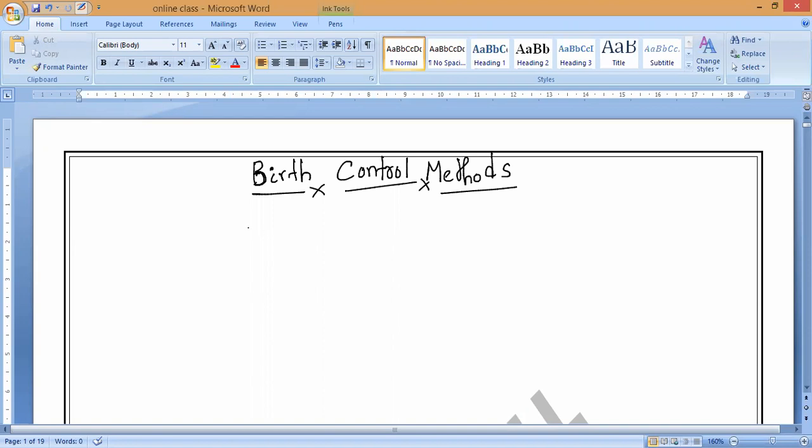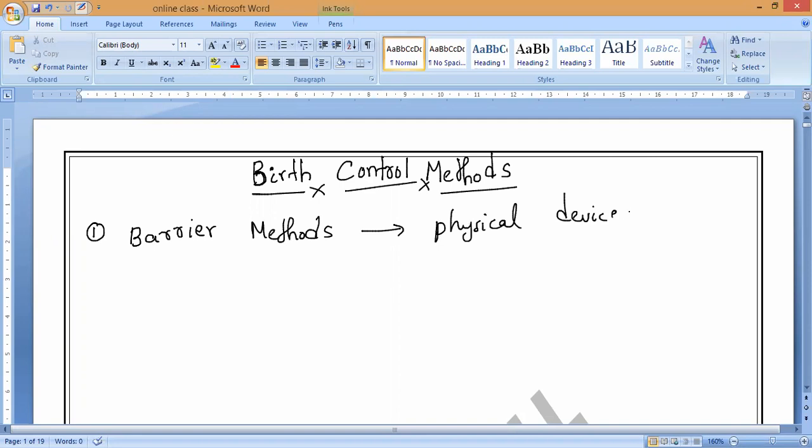We have three kinds of methods. The first one, which we already studied in the last class, is barrier methods. In these barrier methods, we use physical devices. We call them condoms and caps. Condoms are used by males, and the caps, which we also call diaphragms, are used by females.